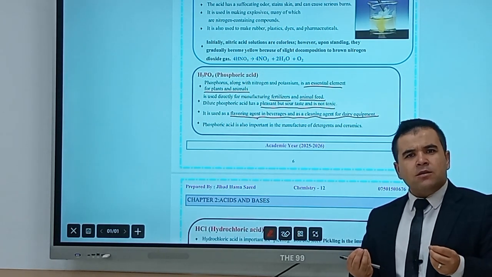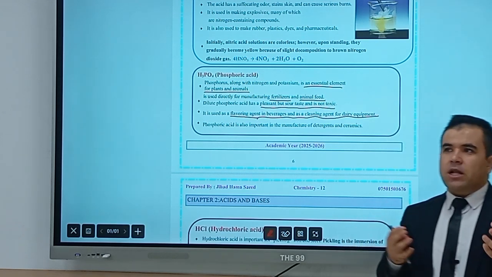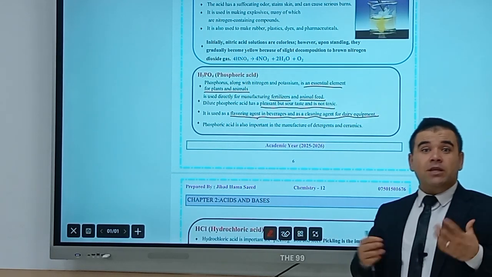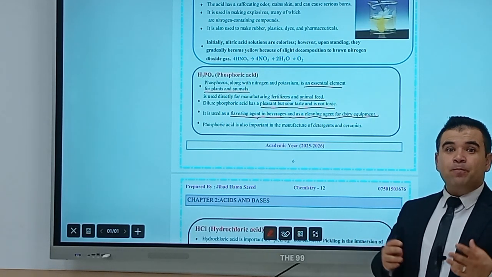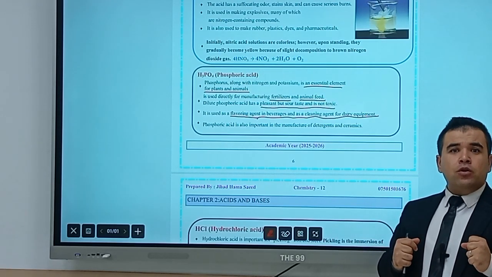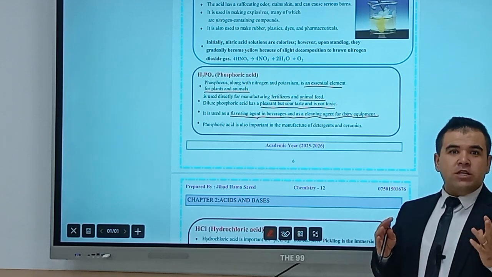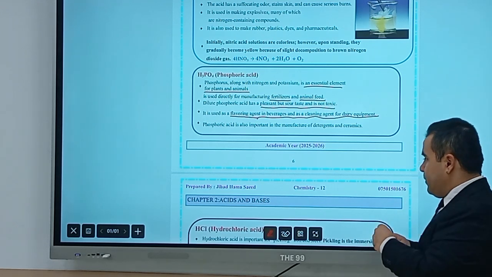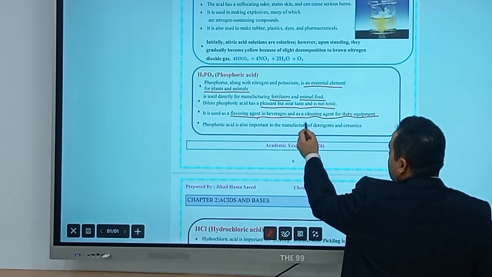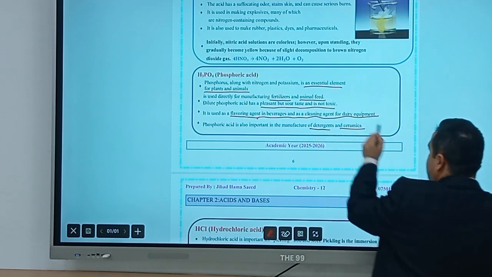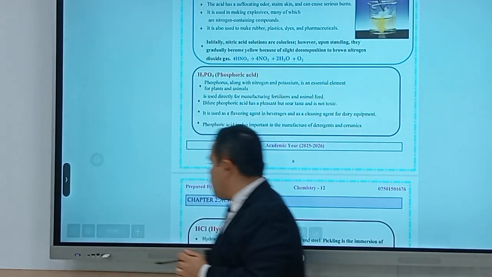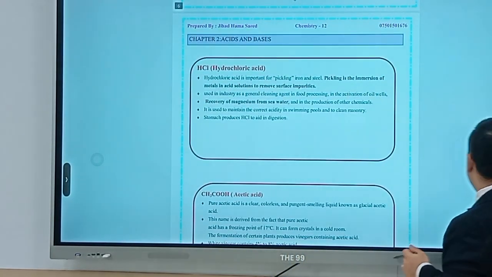Because it's not toxic, guys, it can be used for dairy equipment like the tankers, the storages, the pipes, and so many other equipment used in the dairy industry. Phosphoric acid is used to clean those pipes and storages, and it's not toxic. That's why it can be used for the equipment of the dairy industry. Phosphoric acid has two other applications. It's used for the manufacture of detergent and ceramic as well. These are all the applications of phosphoric acid.